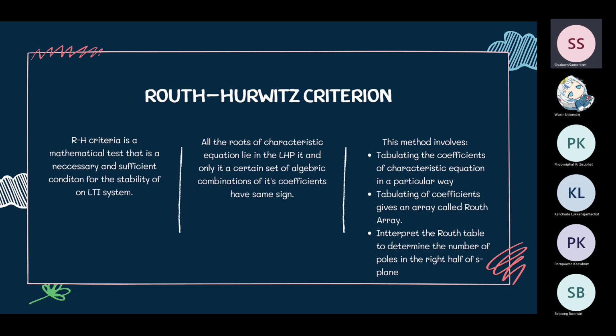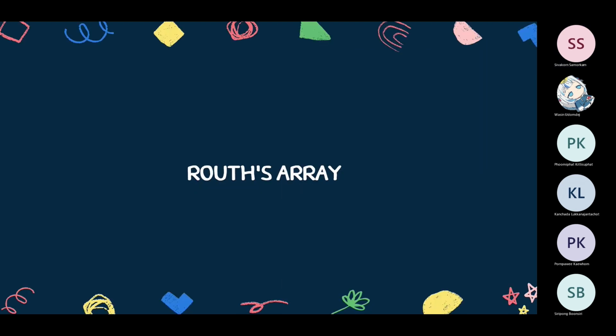This method involves tabulating the coefficients of the characteristic equation in a particular way. Tabulating the coefficients gives an array called the Routh array. Interpret the Routh table to determine the number of poles in the right half of the s-plane.